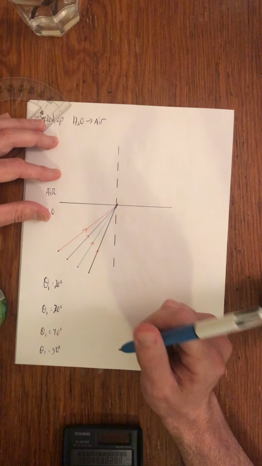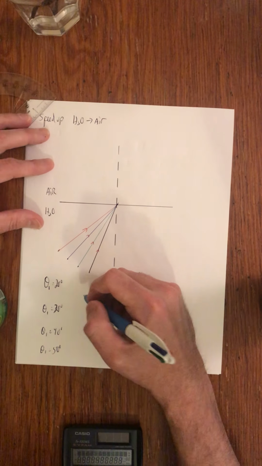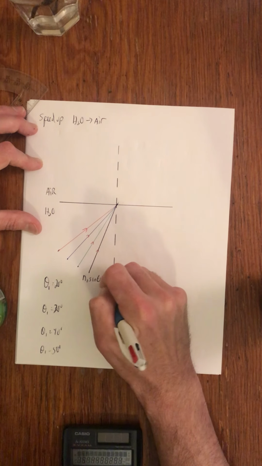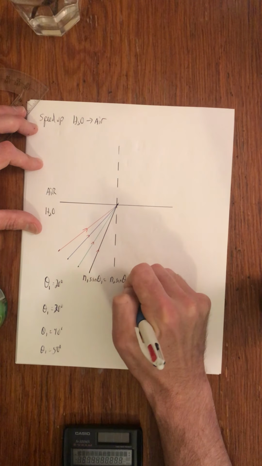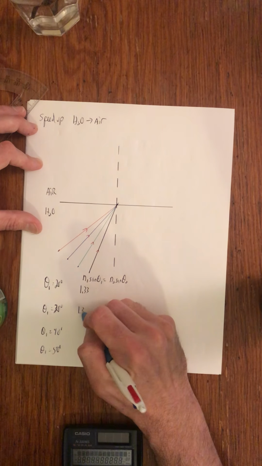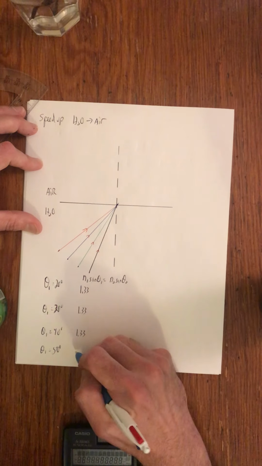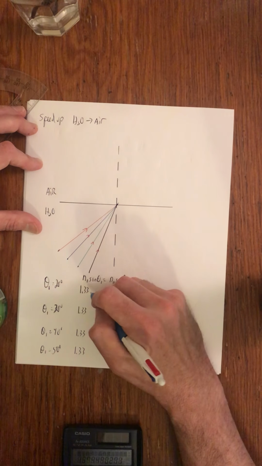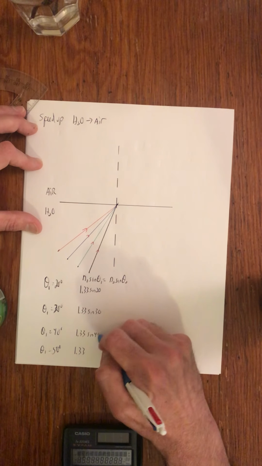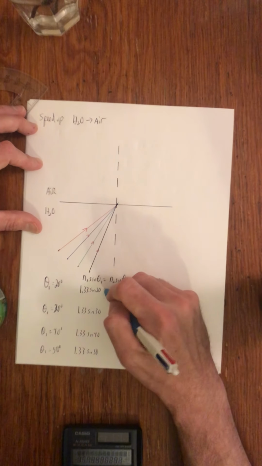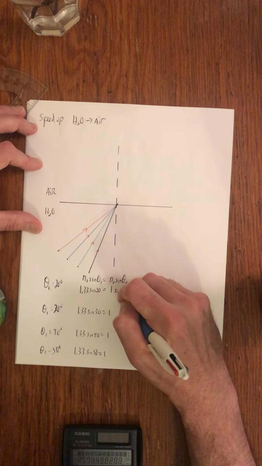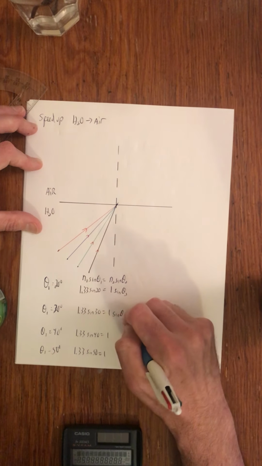So started out pretty easy, right? So let's take a look. I'm going from water to air. So if I'm doing Snell's law, N1 sine theta 1 is equal to N2 sine theta 2. N1 here in each case is 1.33, so I'm just going to fill that in my template. 1.33 times sine 20, sine 30, sine 40, sine 50 is equal to going to air in each case. And then I'm looking for theta 2.